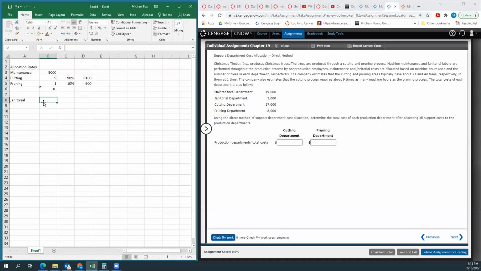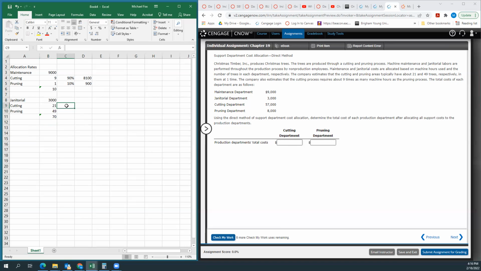We know janitorial's total cost, it tells us, is $3,000. Cutting and pruning. So the cutting department has about 21 trees at any given time, and the pruning department has 49 trees at any given time. So the number of trees we're working on at any given time should be 70. So we'll allocate our janitorial costs on this basis.